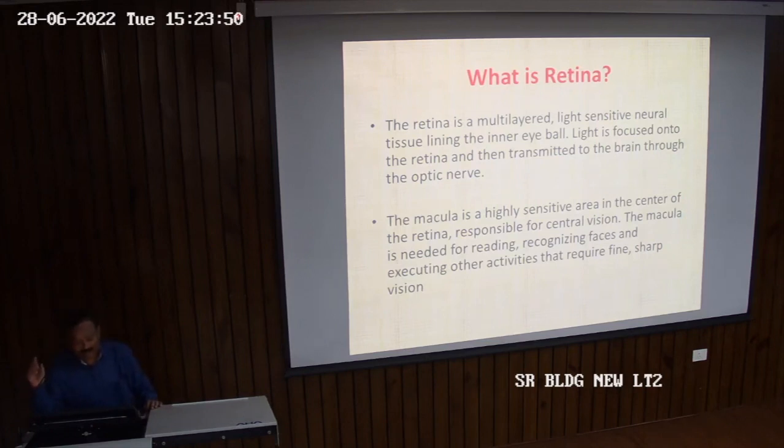The macula is the highly sensitive area in the center of the retina which is responsible for the central vision. When we talk about vision, we have got two parts: one is the central vision, another is the peripheral vision. So the macula is associated with the central vision. The macula is needed for reading, recognizing faces and other activities that require fine and sharp vision. The peripheral vision is responsible for any movement in the field or gross perceptions, but for your vision, for your nazar, you have to bring your macula in the line of what you are seeing.